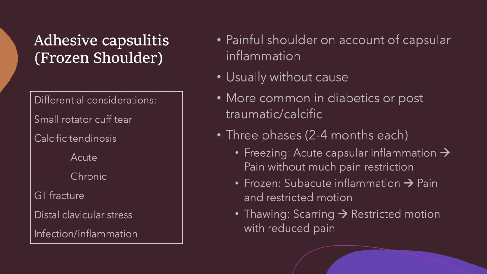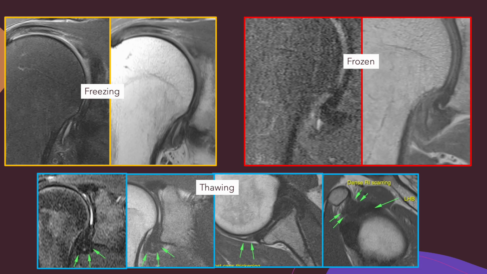So it's a painful movement, but not much movement either. So painful with restricted movement. And finally, a thawing phase, where the capsular inflammation goes away and you have restricted motion with reduced pain. So what happens in this?